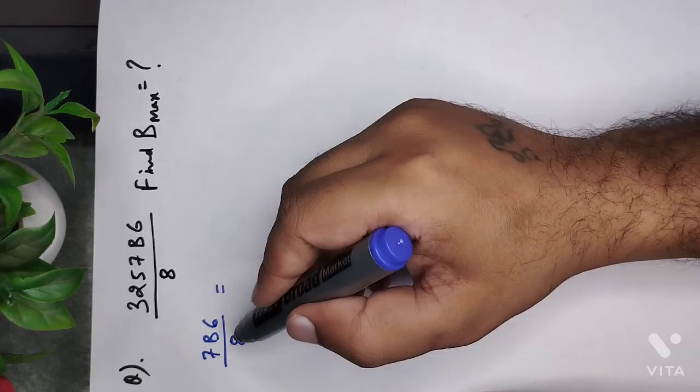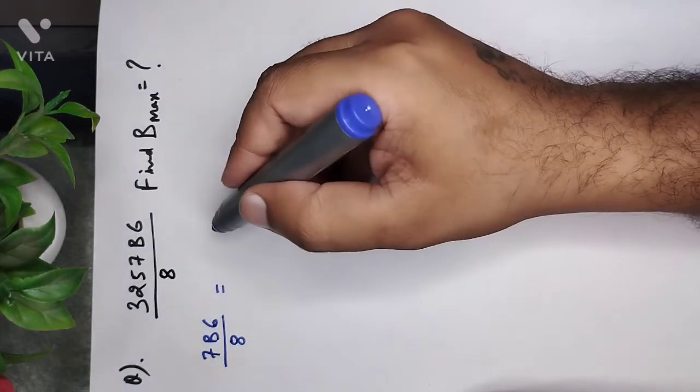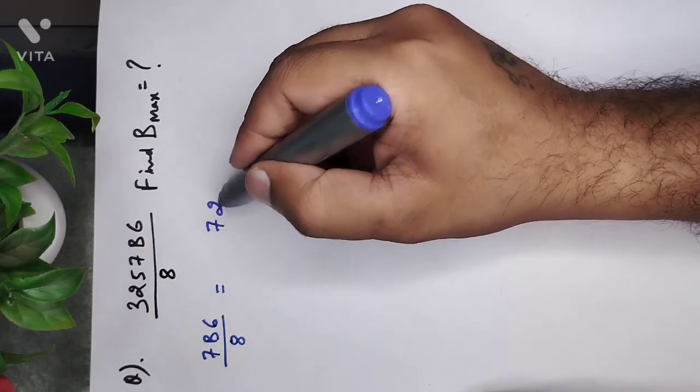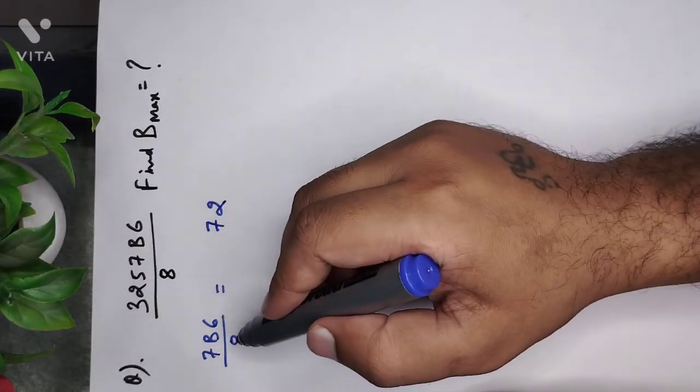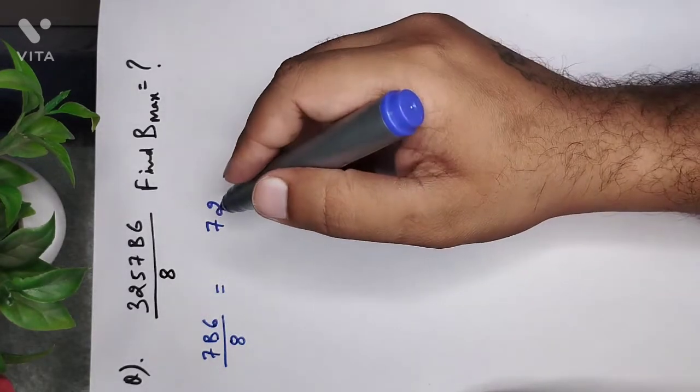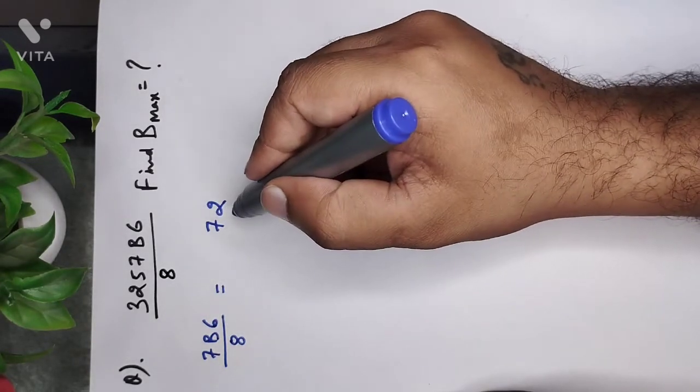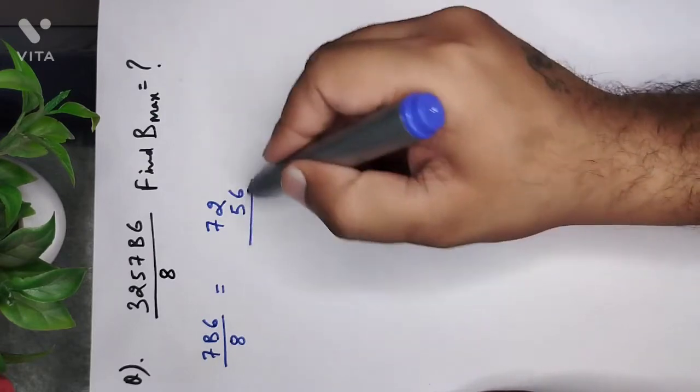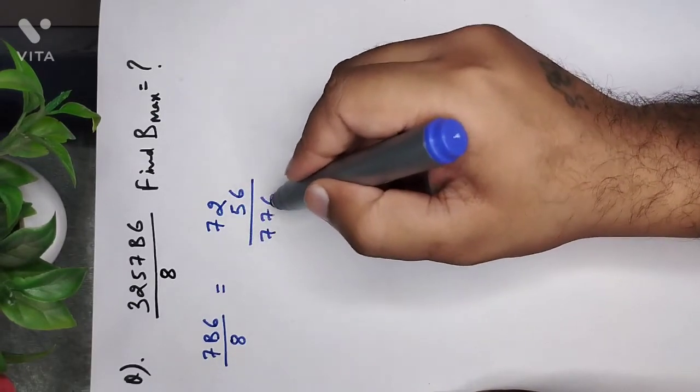So if I am writing a number in which the tenth digit is 7, I can say 8 9 times is 72, and I have to find the multiple of 8 in which the unit digit is 6. So I can say 8 7 times is 56, so the number will be 776.